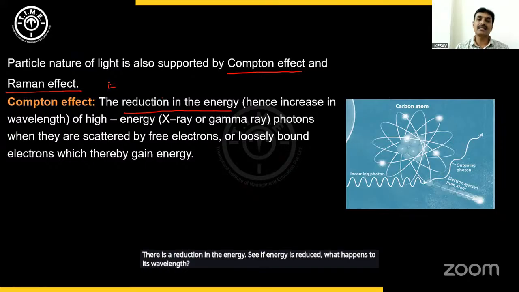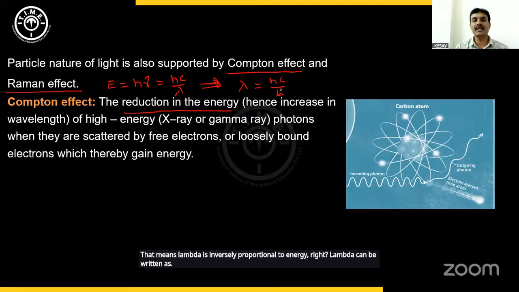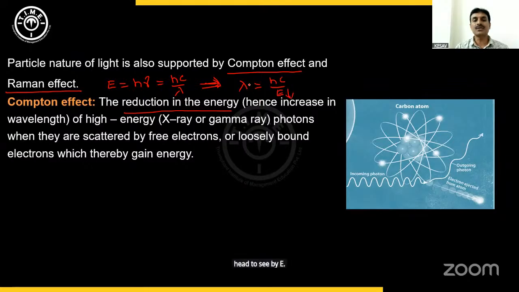See, if energy is reduced, what happens to its wavelength? We have energy E is equal to h nu, that's what is hc by lambda. That means lambda is inversely proportional to energy, right? Lambda can be written as hc by E. If energy is reduced, the wavelength increases. So the reduction in energy, hence increase in wavelength. Whenever energy is reduced, wavelength is going to increase.